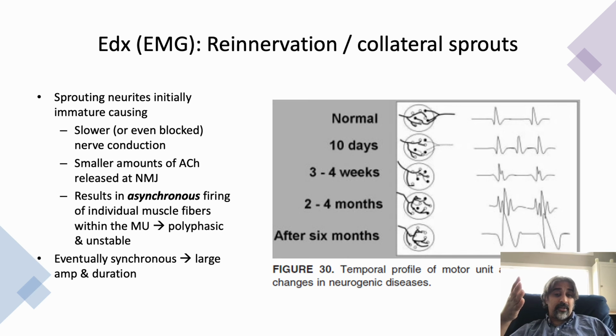After an axon is damaged and Wallerian degeneration has occurred, the muscle fibers that belonged to that axon are now orphaned. So the neighboring axons will extend collateral sprouts, neurites, that will reach the orphaned muscle cells and start to innervate them as well. And so when this happens, you start to see asynchronous firing between the newly adopted muscle fibers and the original muscle fibers from the motor unit. And then slowly over time, they become more synchronous, and they give you larger motor unit action potentials as a result.